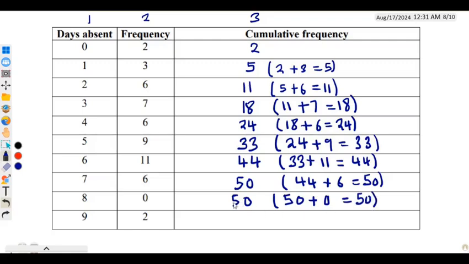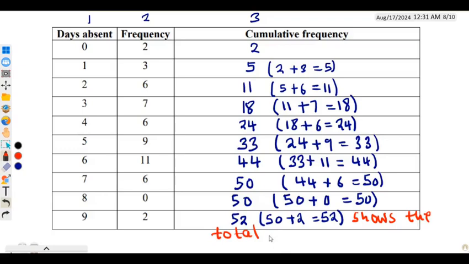So here we need to now find the last cumulative frequency, and when finding this last cumulative frequency, it should tally with the total number of, in this case, total number of learners that we are given. We are told that the total number of learners was 52. So when we add 50 plus 2, you get a 52. Okay, so we have added 50 plus 2, and we have gotten a 52.